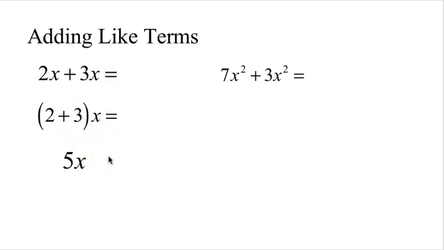So similarly, if I have 7x squared plus 3x squared, same kind of argument. That would be 7 plus 3 quantity times x squared. Distributing gives 7x squared plus 3x squared. But 7 plus 3 is 10, so the result must be 10x squared.